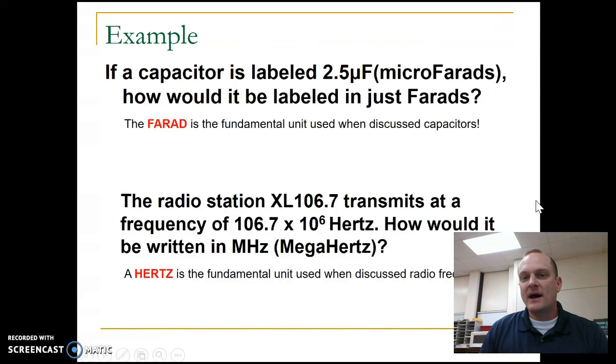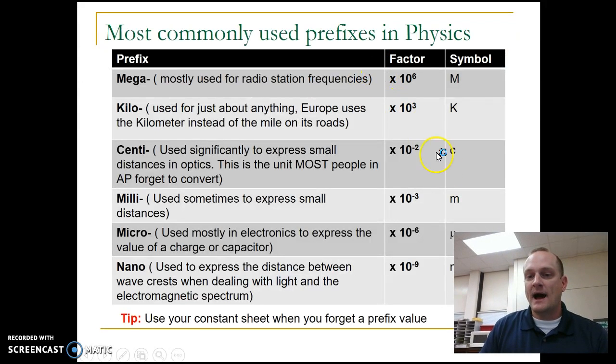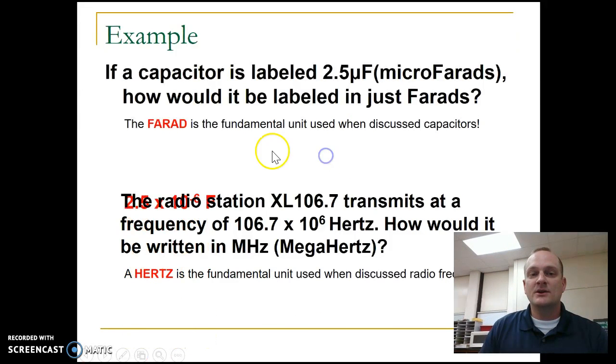Okay, so if a capacitor is labeled at 2.5 microfarads, how would it be labeled in just farads? Now, we're not going to deal with capacitors in this class. This is really just to look at the unit, right? So if I had this prefix micro here, well, from the previous screen, I know that micro means times 10 to the negative 6. So all I'm going to do is take out the micro, and replace it with times 10 to the negative 6.